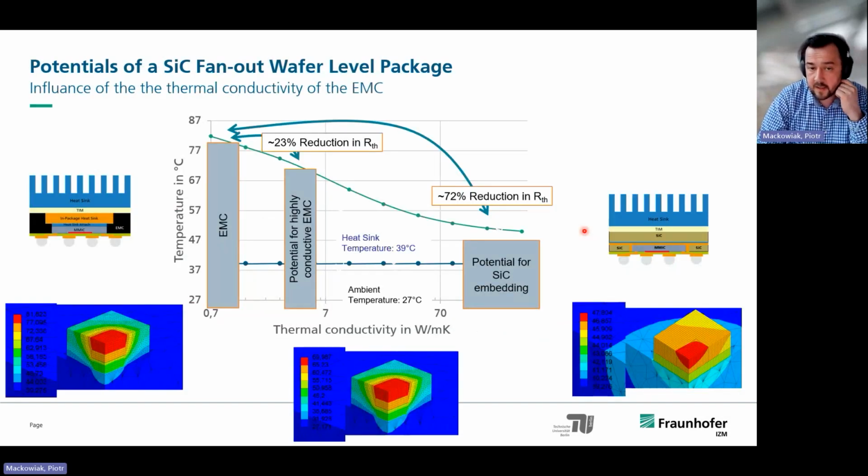The analytical results showed that this type of package has a huge potential to reduce the thermal resistance of the package. On the left, we compare a standard EMC package, which will have a temperature above 80 degrees C when we apply a load on it. If we apply this package, we can reduce the temperature down to 47 degrees, which is a really massive reduction of almost 40 degrees C, applying the same power.